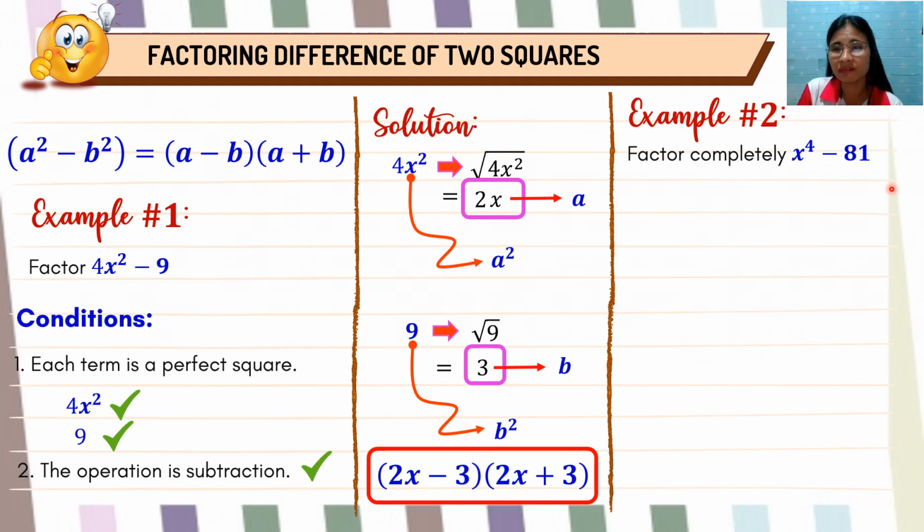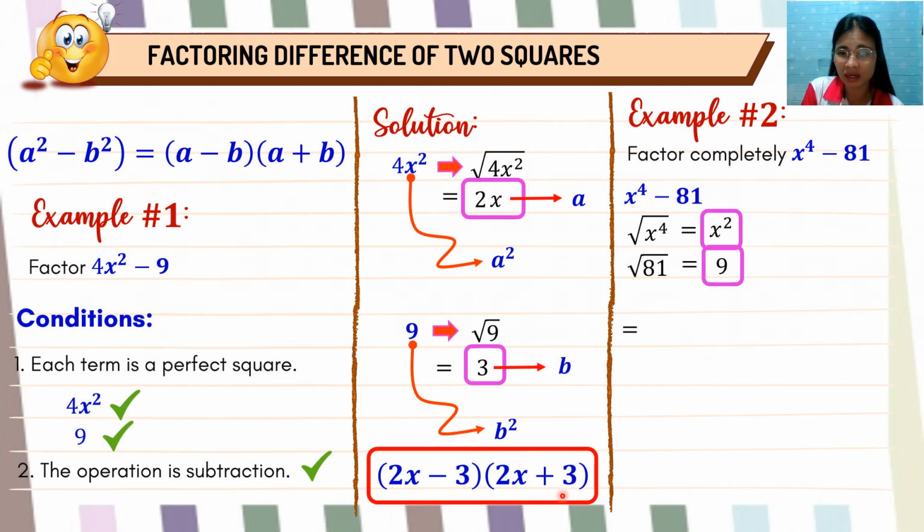Next, we have factor completely x to the fourth minus 81. First, get the square root of the first term. The square root of x to the fourth is x squared, because 4 divided by 2 gives you 2. Next, the square root of 81 is 9. Now that we have the square root of each term, we can have our binomial factors, and that is x squared plus 9 times x squared minus 9.